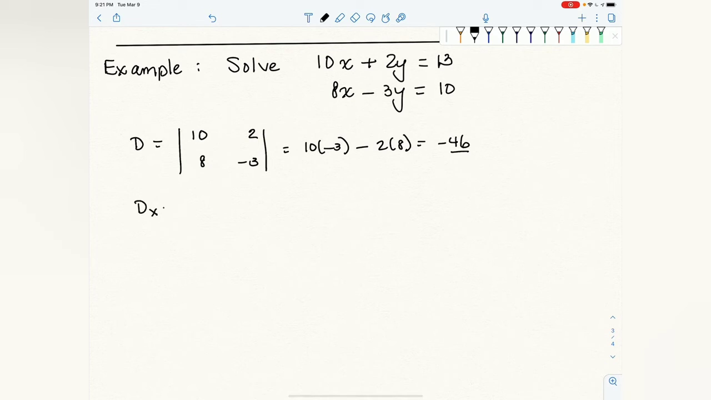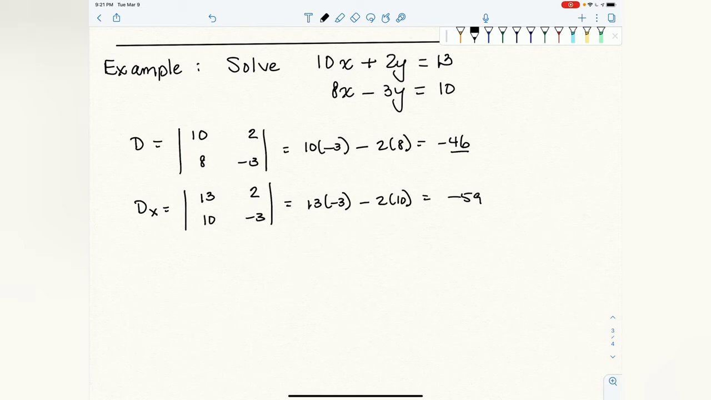We have Dx, which remember that means the x column gets replaced with the 13 and 10. The y column remains the same. And this is 13 times negative 3 minus 2 times 10. And that looks like negative 59.